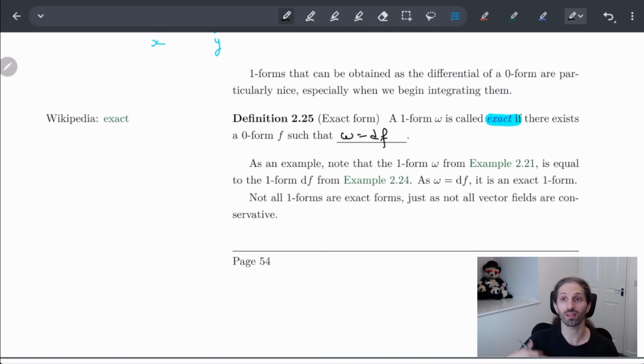So in the next video, we'll give a quick proposition to see when things are exact. We'll look at some examples, and we'll go from there. So I will see you in the next video for a proposition on exact one forms.